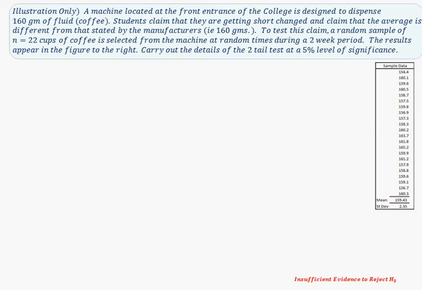Now we're going to look at this illustration here. We have a dispensing machine at the entrance of the college dispensing fluid in the amounts of 160 grams of coffee, and the students feel they're getting shortchanged, that it's not performing and delivering liquid in this amount. We take a sample of 22 cups, and we're going to do a two-tailed test. We find the data on the right here. Here's the sample mean, x-bar, and sample standard deviation.